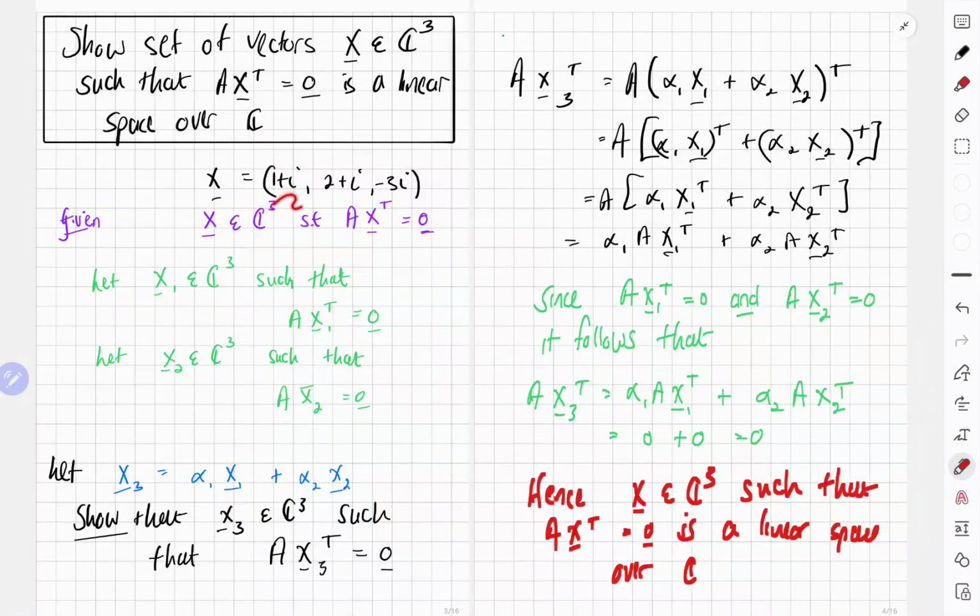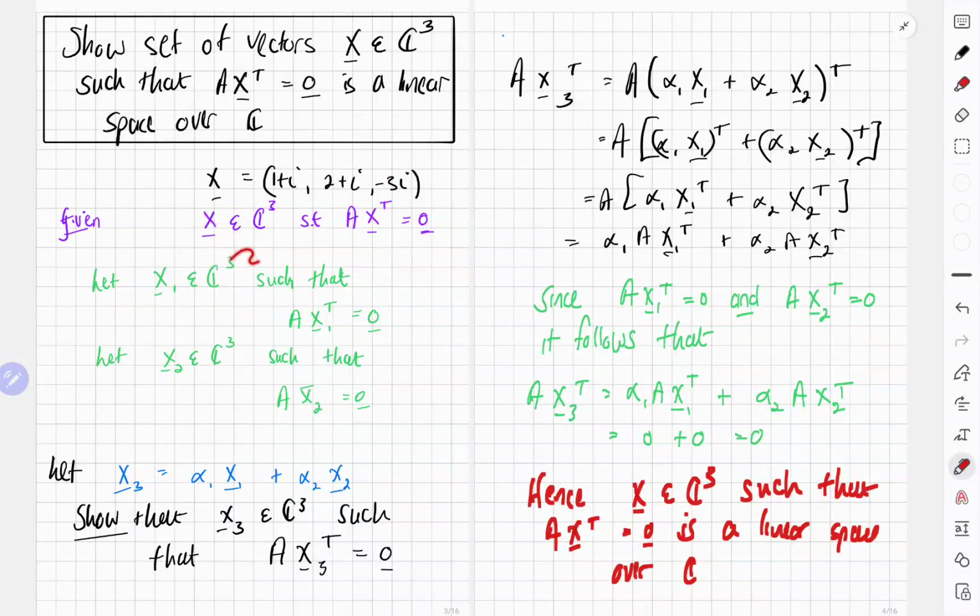So here we have that the vector x is in C3. Remember, C3 is like R3. It's our three-dimensional complex space. So in other words, we have a vector with the three components, the x, y, and z component, but here they can be complex numbers. Now the property that is given is that the 3 by 3 matrix A times the vector x transpose is 0. So remember, they will always give you a set of vectors with a specific property.